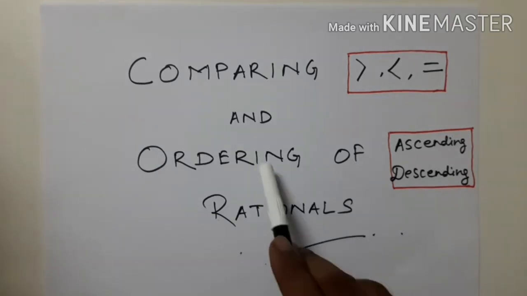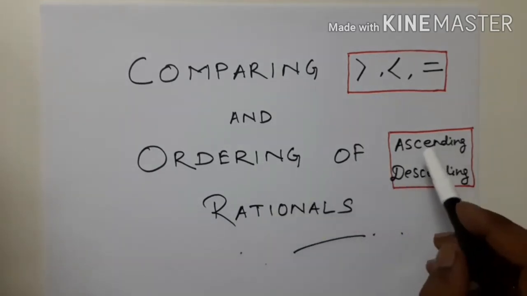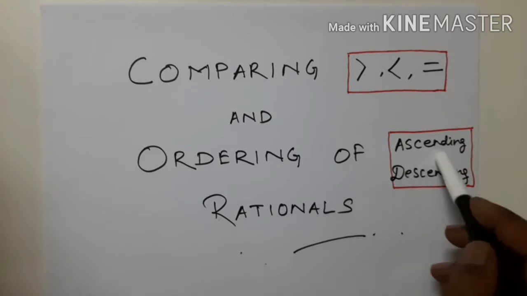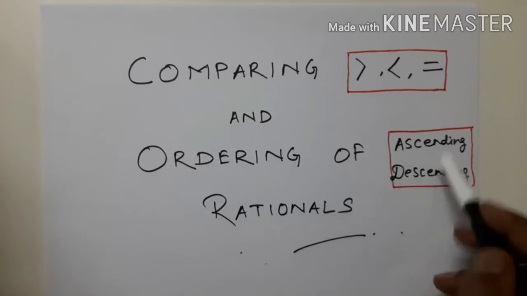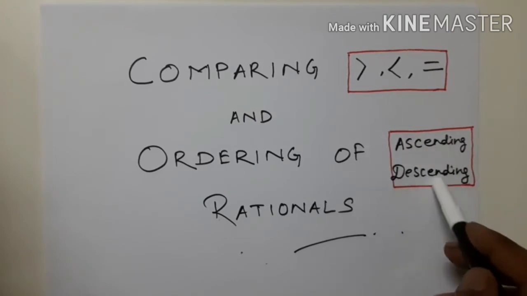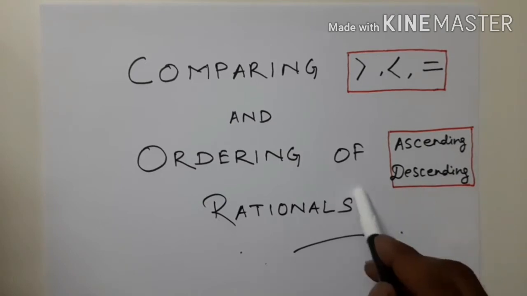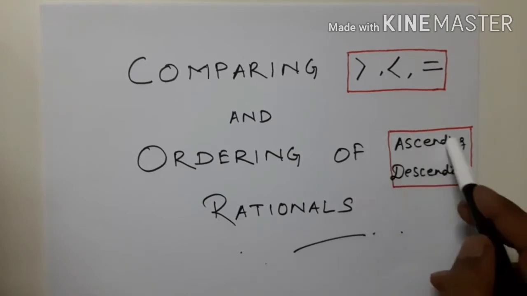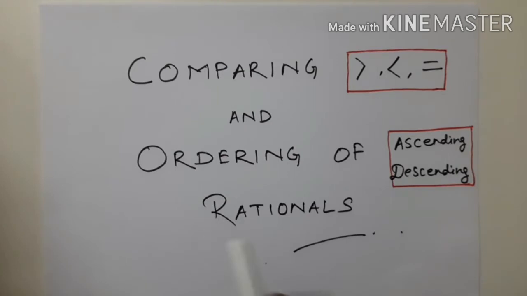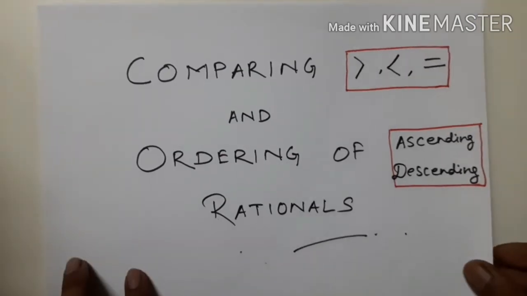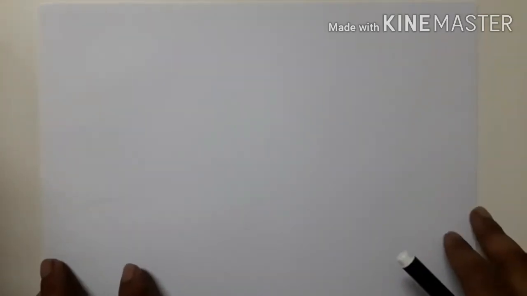When I say ordering, that means whether we have to arrange them in ascending or in descending order. Ascending means increasing order and descending means decreasing order. So ascending is small to big, descending is big to small. Now let's see how it works. Before going to the rationals, first learn some specific rules of comparison in rationals.